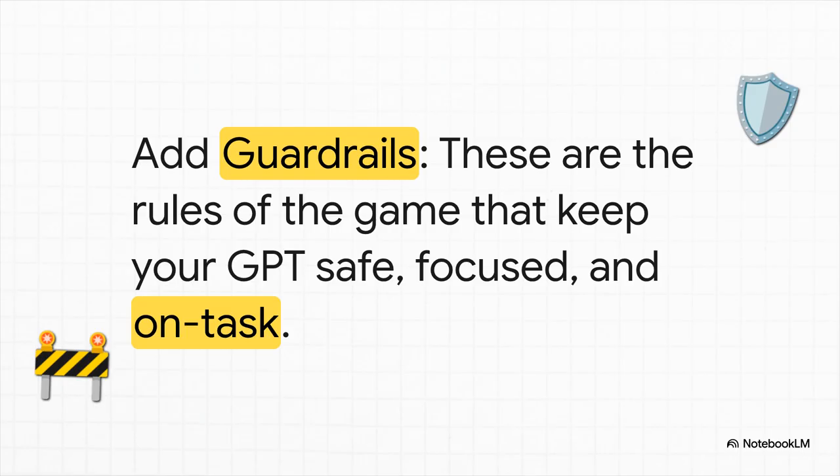And finally, guardrails. These are absolutely crucial. You have to set really clear boundaries. For example, you might say, "Do not give any financial advice," or "Always stick to the source documents I gave you," or maybe "Never answer in any language other than English." These rules are what keep your AI safe, focused, and doing exactly what you built it to do.